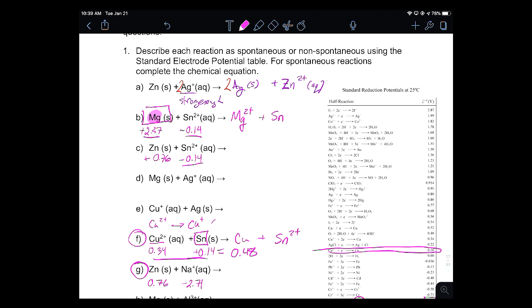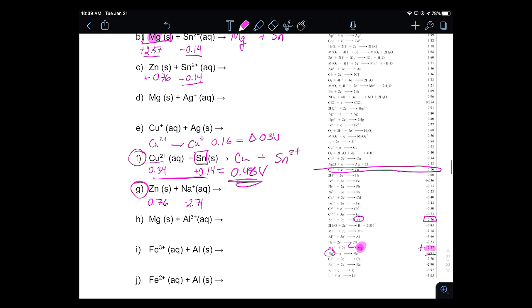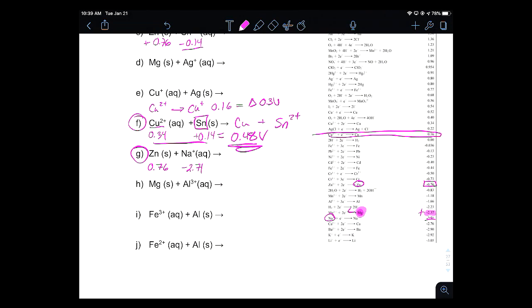And the tin ions are the same ones I just had, so those are also negative. Combine those values, you still have a positive number, so the equation is still spontaneous.